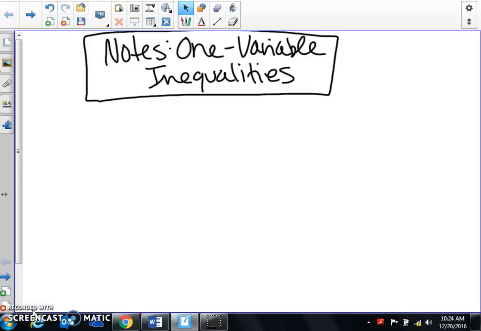Unit 5 is on inequalities, so we're starting off with one variable and we're going to get into two variables. But here's the biggies with one variable inequalities.